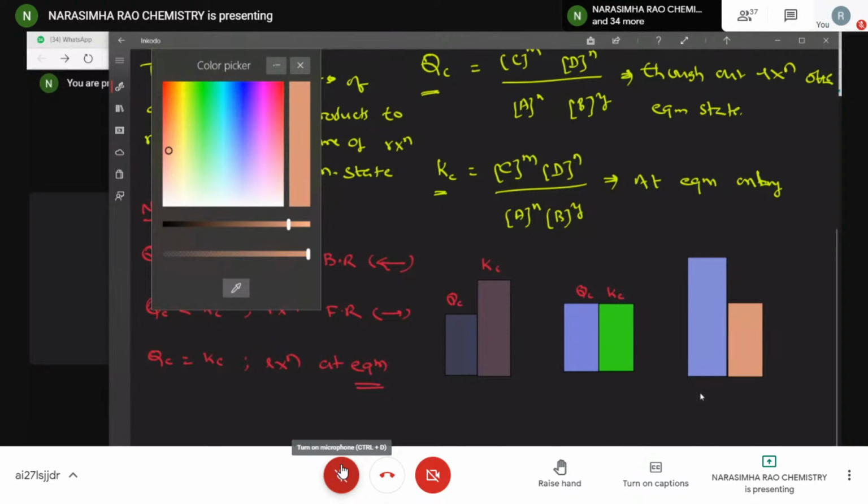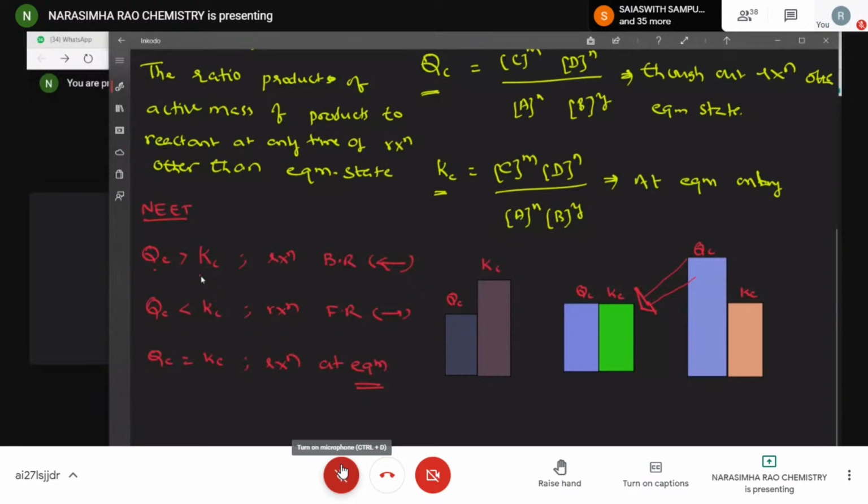It's clear, children. This is again Qc, and this is Kc. Now Qc should decrease, so what happens? Backward reaction. Right, here Qc is greater than Kc, backward reaction will be favored. Kc is greater than Qc, forward reaction will be favored. Children, is it clear? Yes, sir.